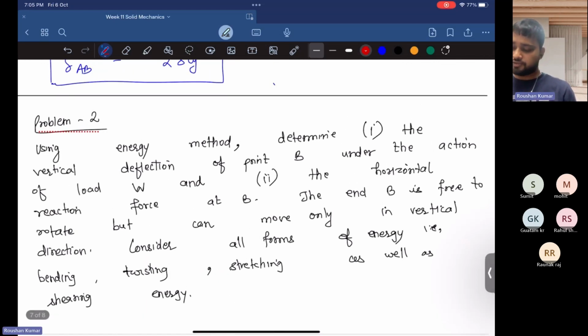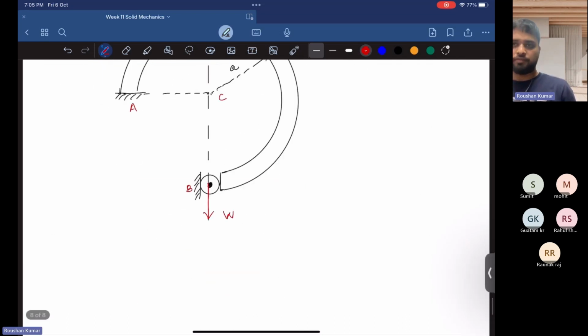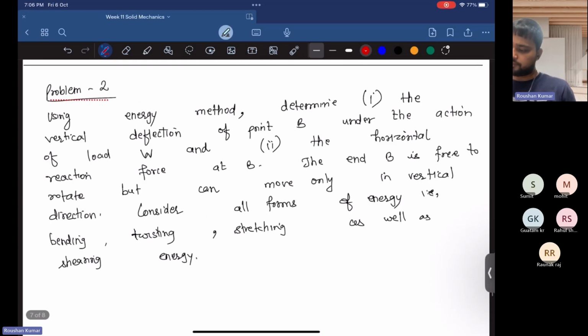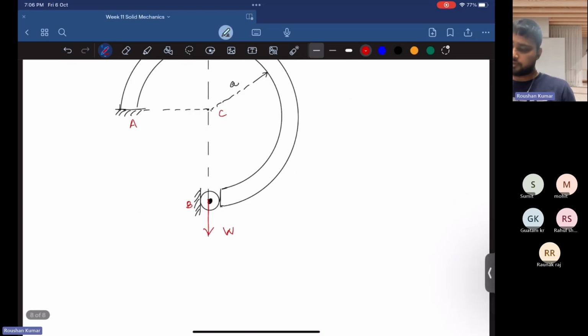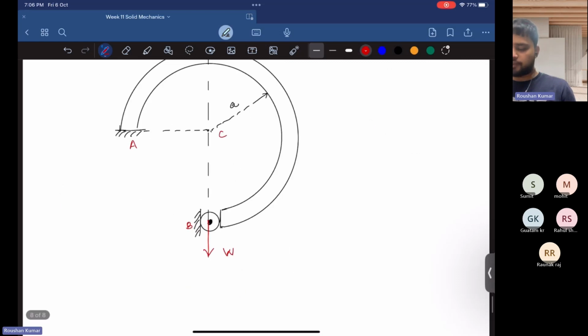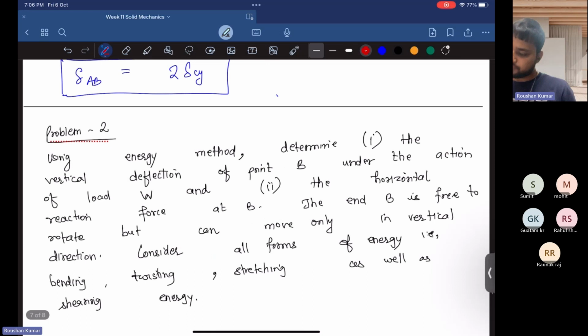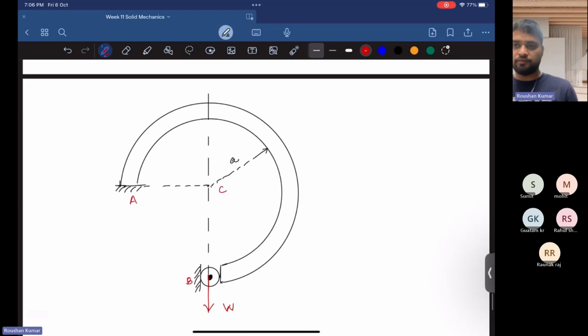So I am repeating the question. Using energy method, determine the vertical deflection of point B. So here the point B is. So we have to find the deflection at point B under the action of load W. So here load W is acting downward. And the next part is the horizontal reaction force at B. So at B, we also have to find the horizontal reaction which is acting here. The end B is free to rotate, but can move only in vertical direction.